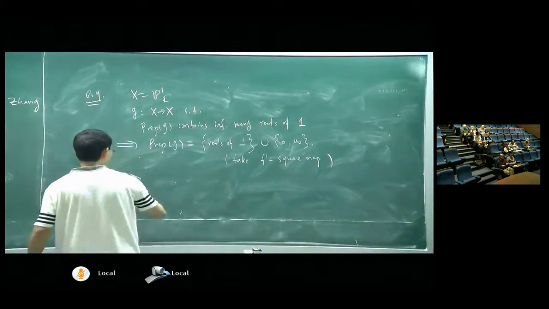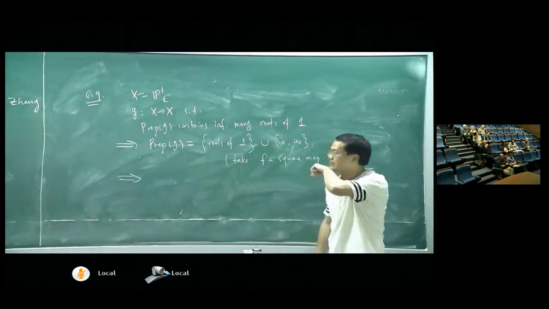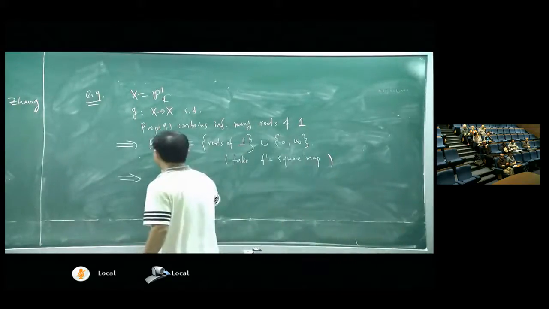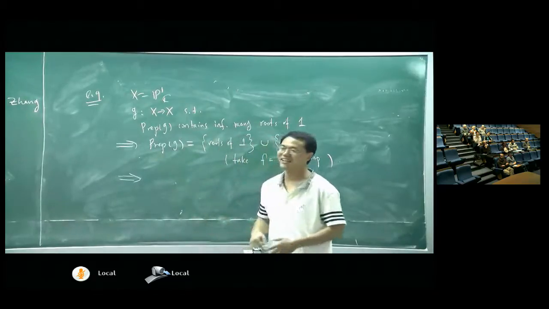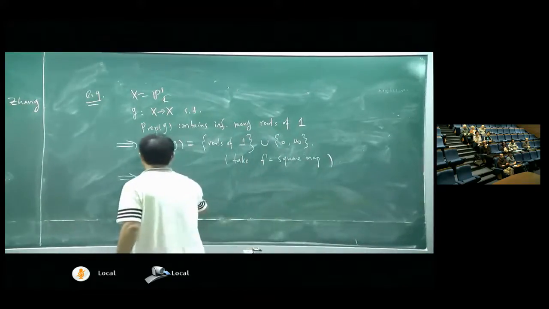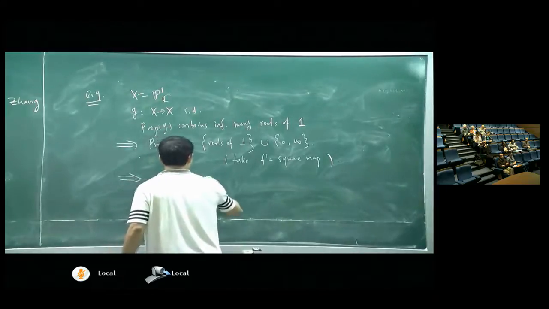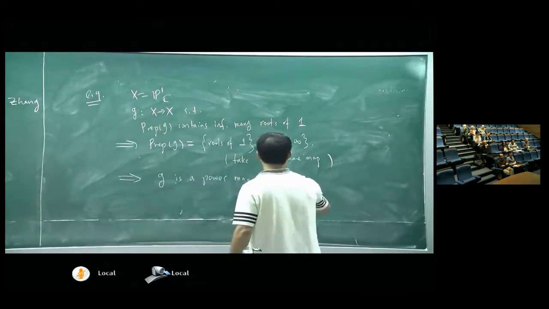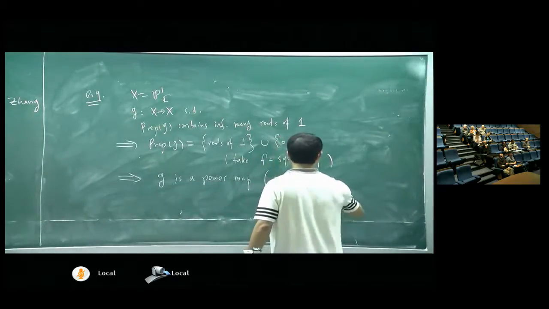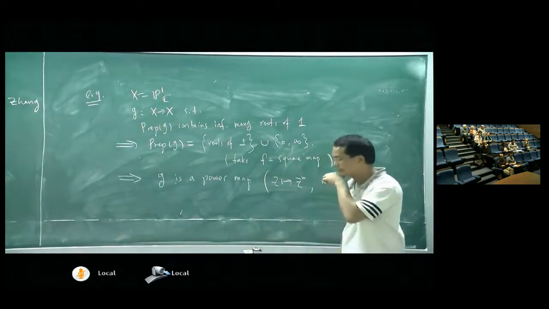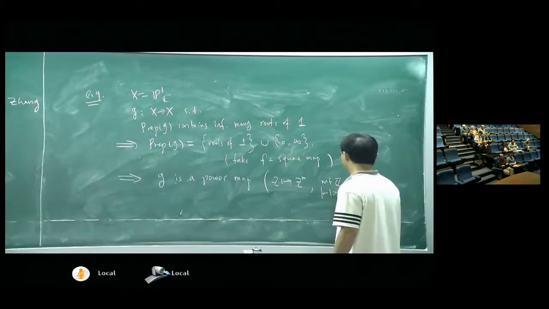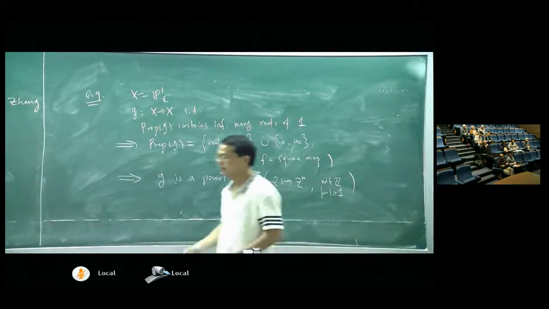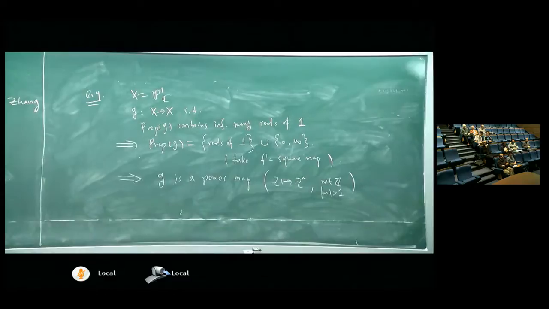And then you can actually get a classification, which says this G should be a power map, as you can guess. So this G map is Z to Z to the M. So this is the result for pre-periodic points. This result is for any field, K is any field.